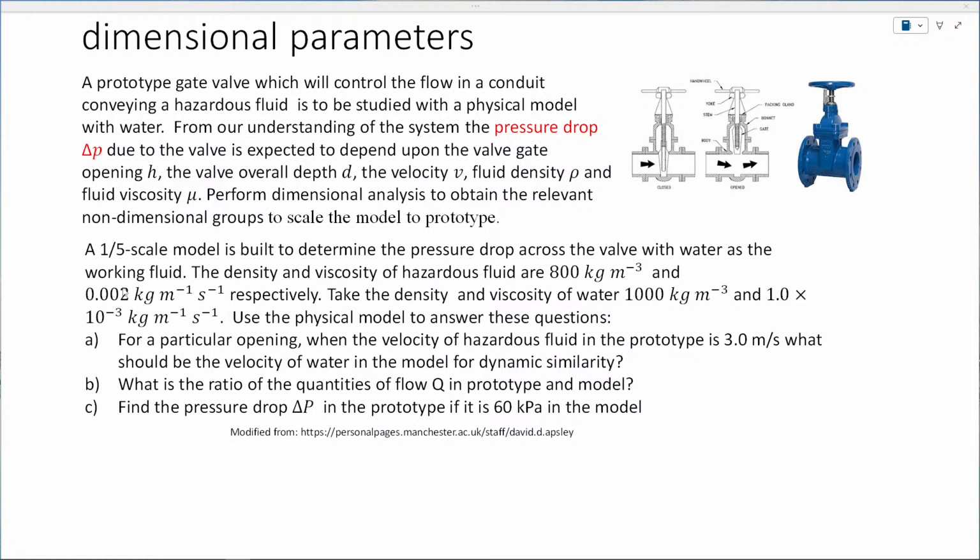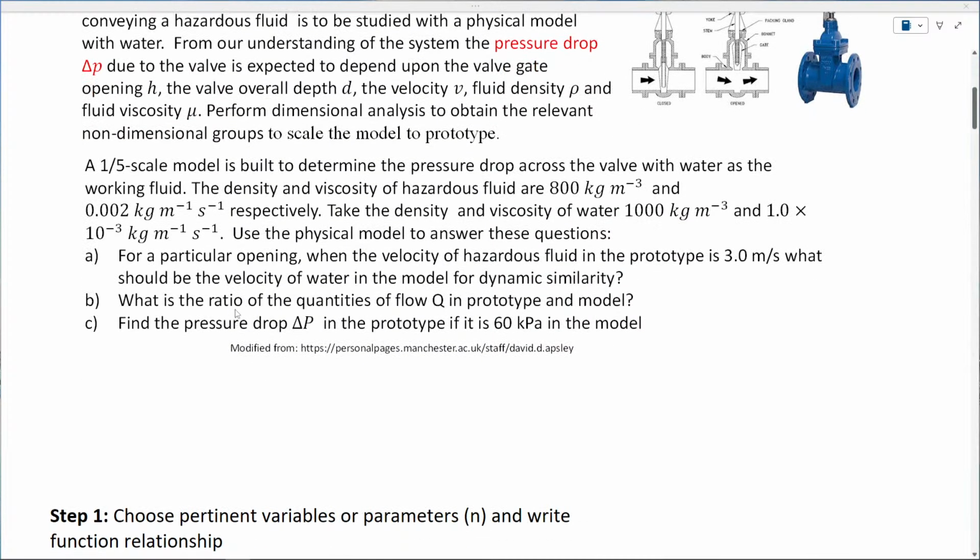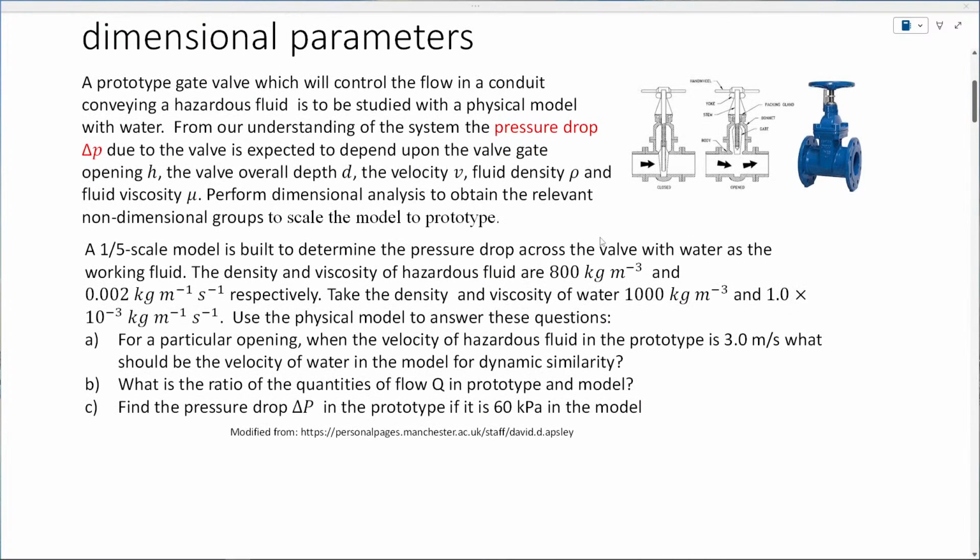Then the fluid: the density and the viscosity of the hazardous fluid. In our prototype the density is 800 kilograms per meter cubed, and the viscosity is given like this. Then we take the density and viscosity of the water; you don't need to check them in tables as we did before, they are just given to you. Use the physical model to answer this question. For a particular opening, when the velocity of the hazardous fluid in the prototype is this, what should be the velocity of water in the model for dynamic similarity?